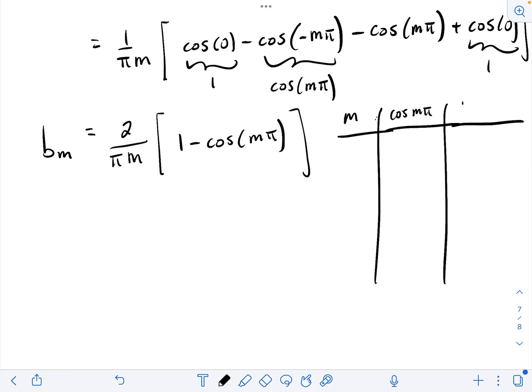So when m is 1, cos of m pi becomes cos of pi, which is minus 1, and 1 minus minus 1 is 2. When m is 2, we get cos of 2 pi, that's plus 1, and 1 minus 1 is 0. 3 is cos of 3 pi, which is minus 1, and we get a 2. 4 is cos of 4 pi, that's a plus 1, and we get a 0. And you can see what's going to happen is that we get non-zero results for odd values of m, and we get 0 for even values of m.